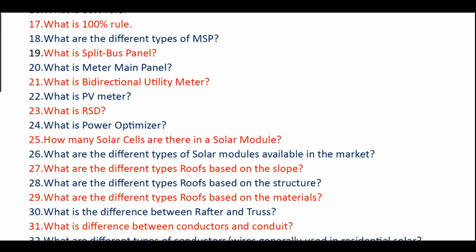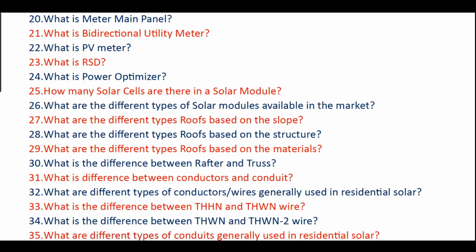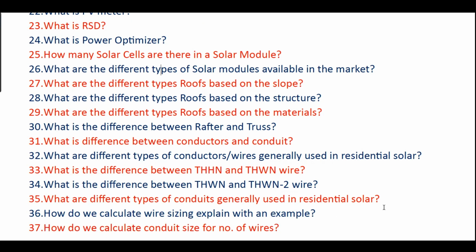And also, what is the difference between rafter and truss? What is the difference between conductors and conduit? What are the different types of conductors and wires generally used in residential solar? What is the difference between THHN and THWN wire? And what are the different parts of conduit generally used in residential solar?